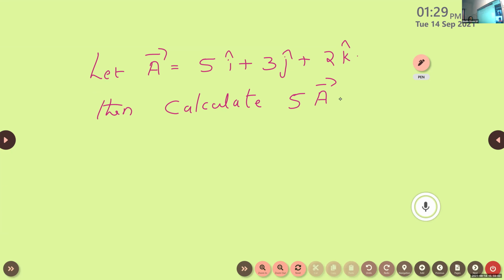Can you identify the scalar quantity here? Scalar: 5. Yes, very good. Here 5 represents the scalar. So here we know that vector A is given as 5i cap plus 3j cap plus 2k cap, which implies 5 vector A. What is the equation for 5 vector A? Previous equation. 5 vector A means 5 into magnitude of vector A into A cap. So it becomes 5 into 5i cap plus 3j cap plus 2k cap.